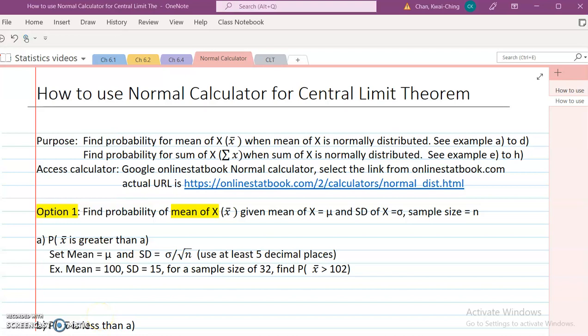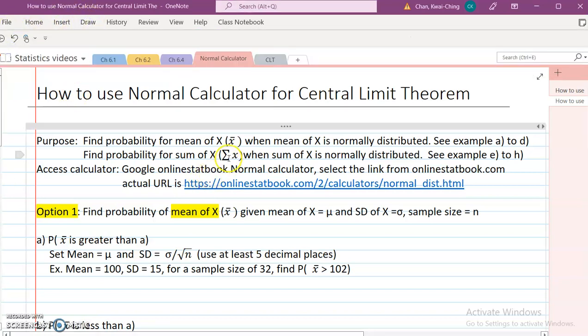Hello, statistics student. This video is to show you how to use the online normal calculator to find the probability of X bar, which is the mean of X, as well as the probability of the sum of X, which we call sigma X. X bar is the mean of X of a sample.